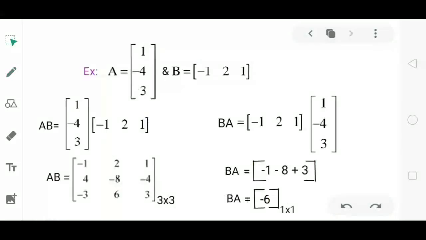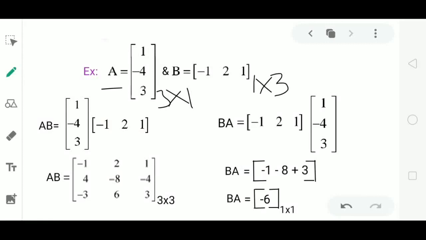Another example, we have matrix A of order 3 by 1, that is 3 rows and 1 column. Matrix B of order 1 by 3, 1 row and 3 columns. Now let us find the product of these matrices.